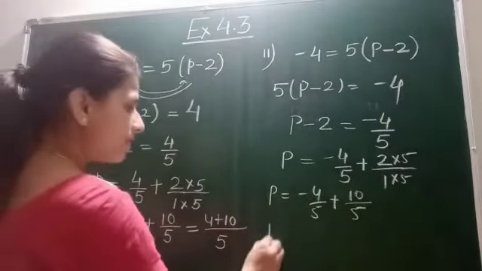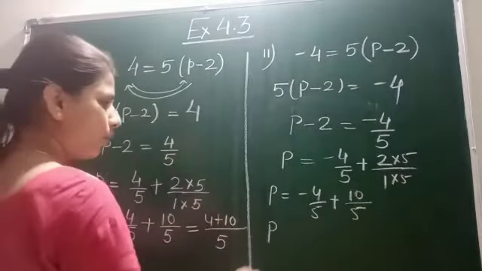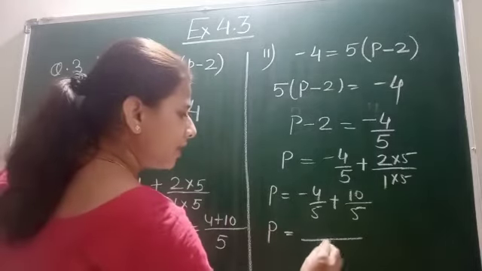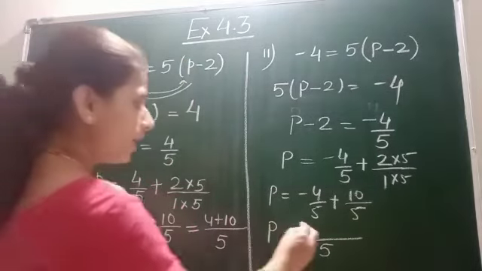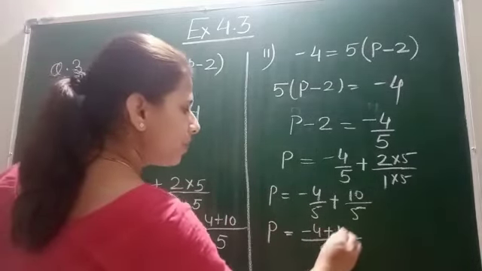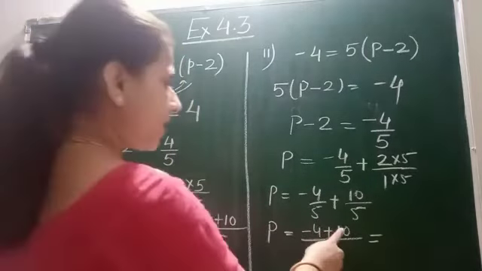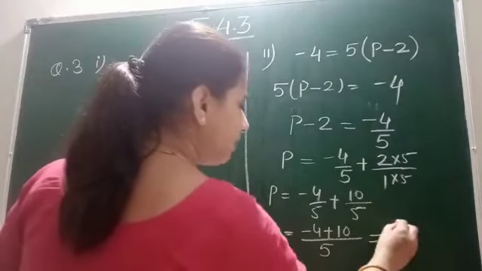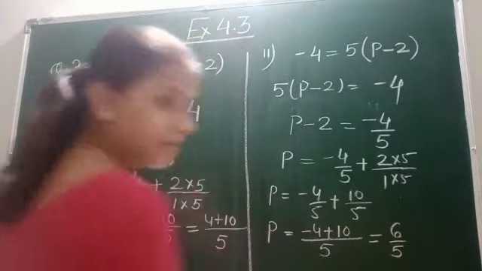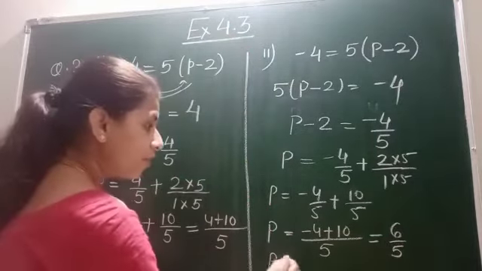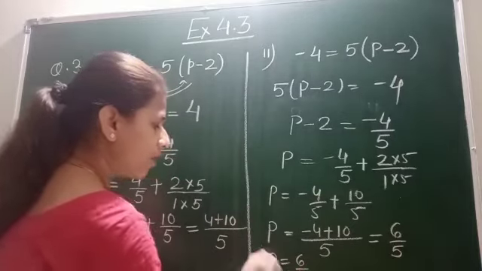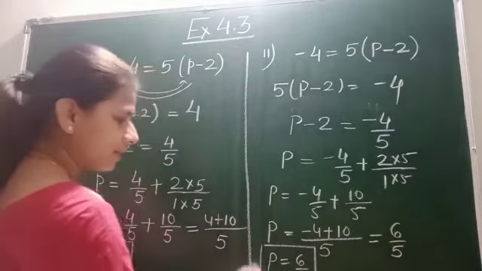Now the denominators are same. So denominator 5, in numerator minus 4 plus 10. Obviously plus minus minus. When you subtract this 4 from this 10, we will get 6 upon 5. So here the value of p is 6 upon 5. Okay student.